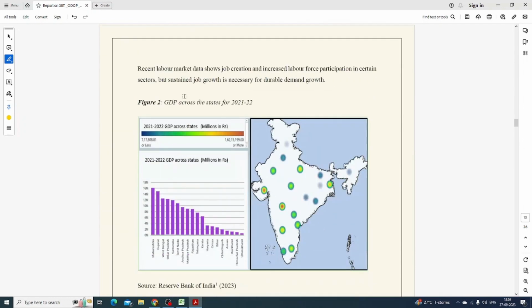Now, GDP across the states for 2021 to 2022. So you can see several states. Maharashtra is leading, Gujarat next, then West Bengal, Uttar Pradesh, Karnataka. So they have given which states are contributing the most to the GDP in India.